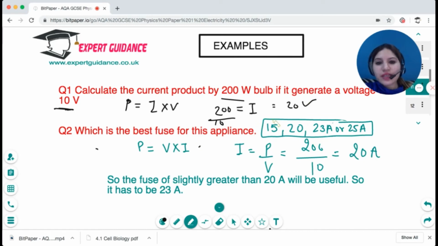Next is, what is the best fuse for this appliance? Now, what is the current that is flowing in this? The current flowing is 20 amps. So the fuse should be greater than that. So 23 amps will be the useful fuse for this.